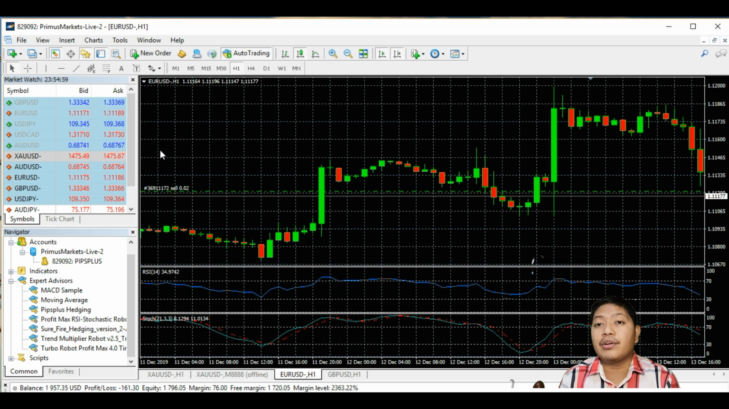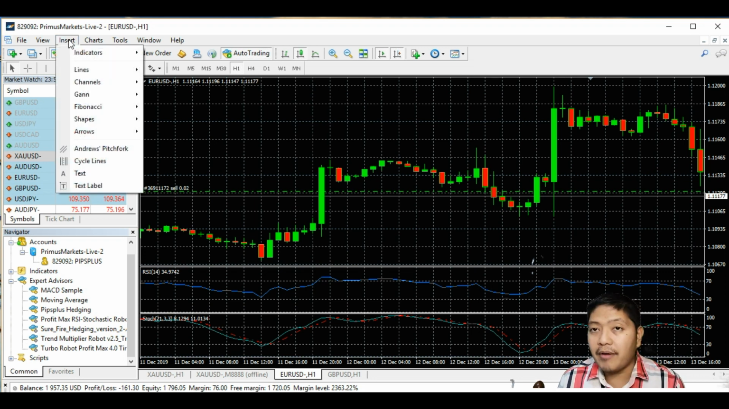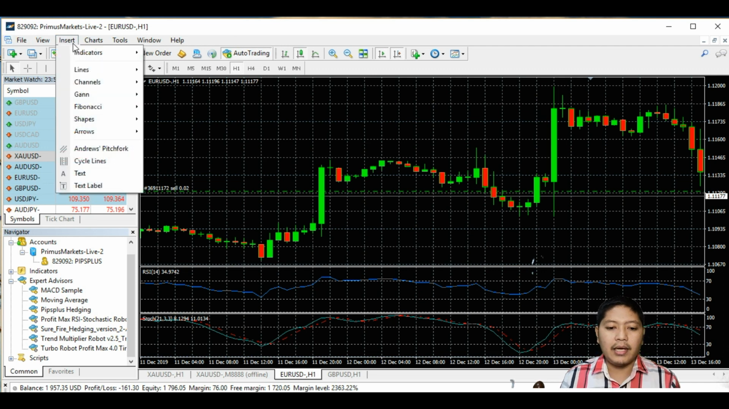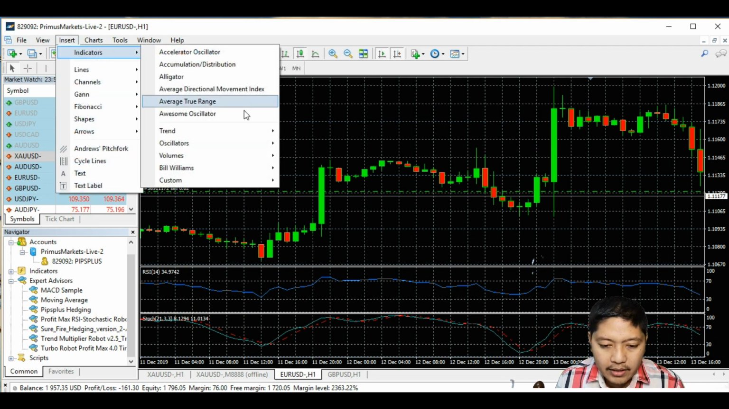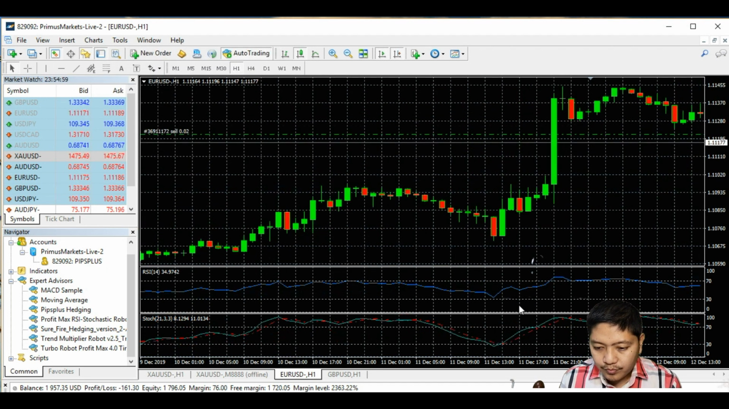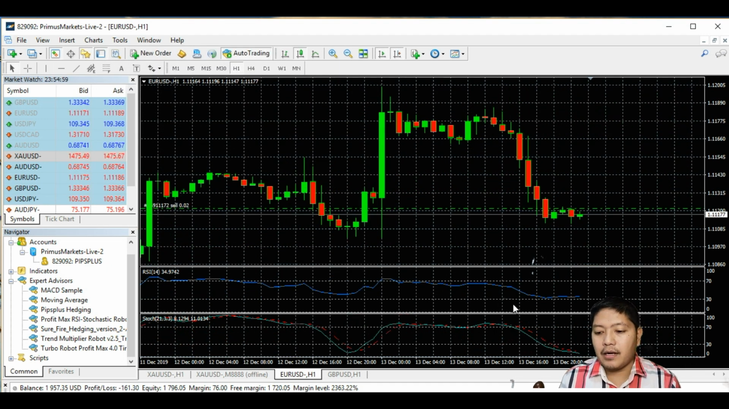Remember that RSI and Stochastic are momentum indicators, which means the moment it is bullish, it is bullish, and the moment it is a bear trend, it is a bear trend. How do you get that? If you don't have it yet, go to the menu here, go to Insert, then Indicators, then Oscillators, and choose RSI and Stochastic. Just click that, and it will show up here.